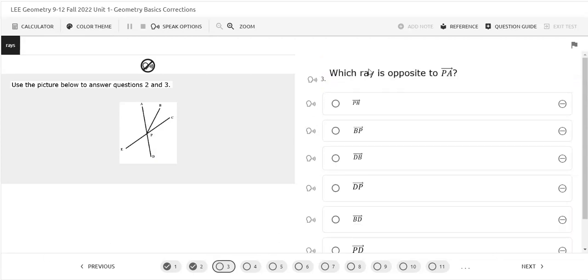Number 3 asks which ray is opposite to ray PA. So ray PA is from here to here. And opposite means going the other direction. So if we go from P to D, we go in the other direction. So our answer was ray PD.